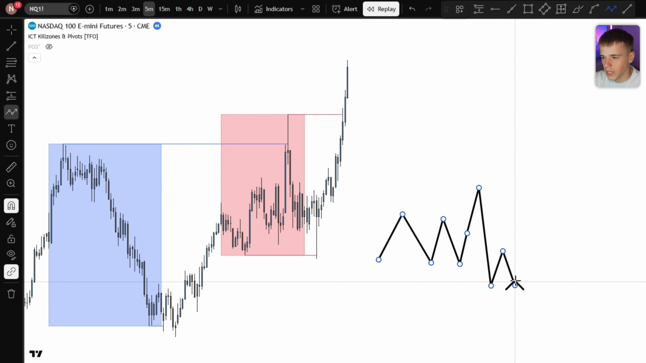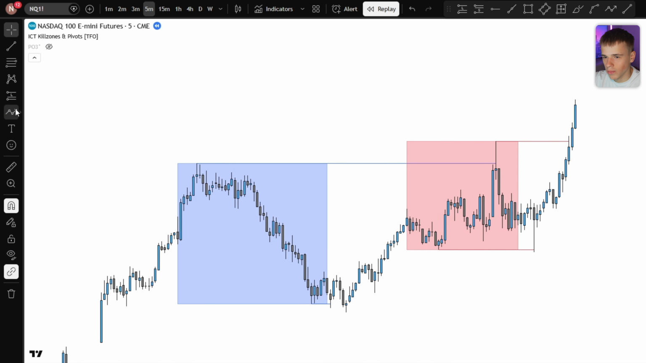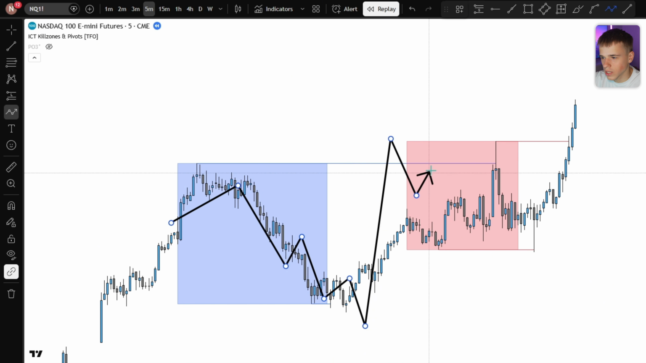Then we are going to have the second session, which can look something like this. And what we are going to wait for is a sweep of the high and then a sweep of the low. So it is always going to be the same thing. We are going to want to see a sweep in both directions. And then of course, same thing all over again.